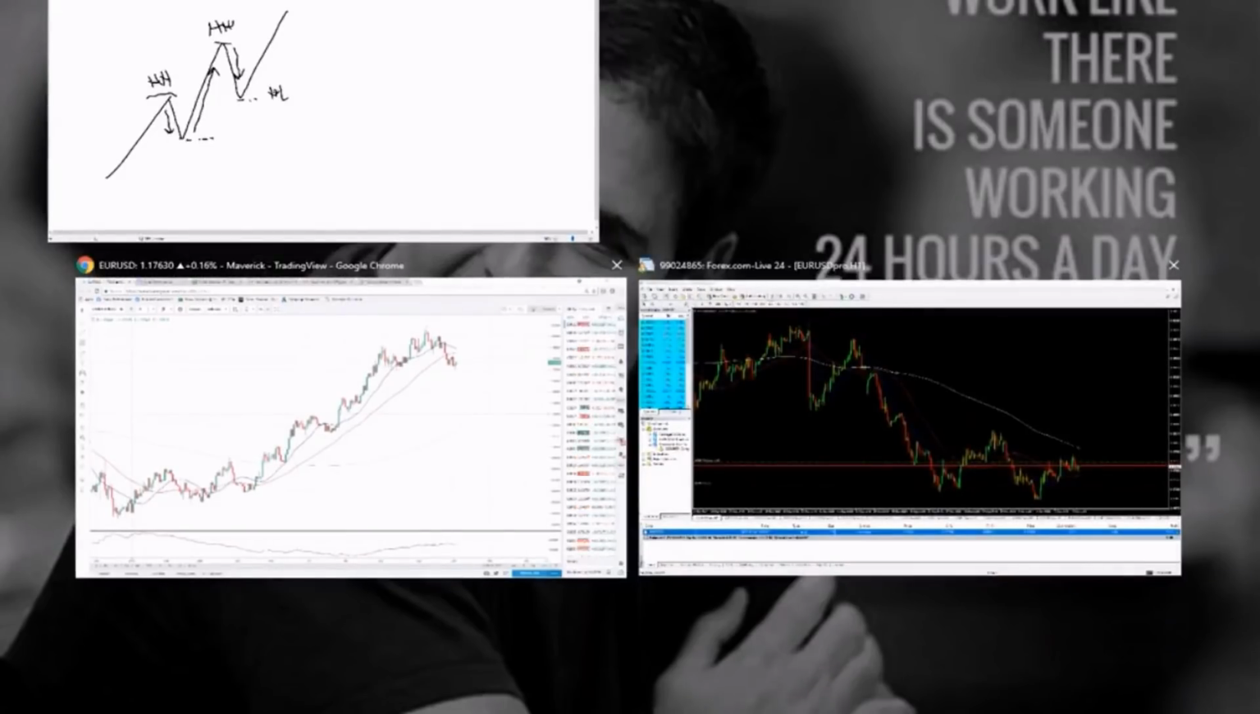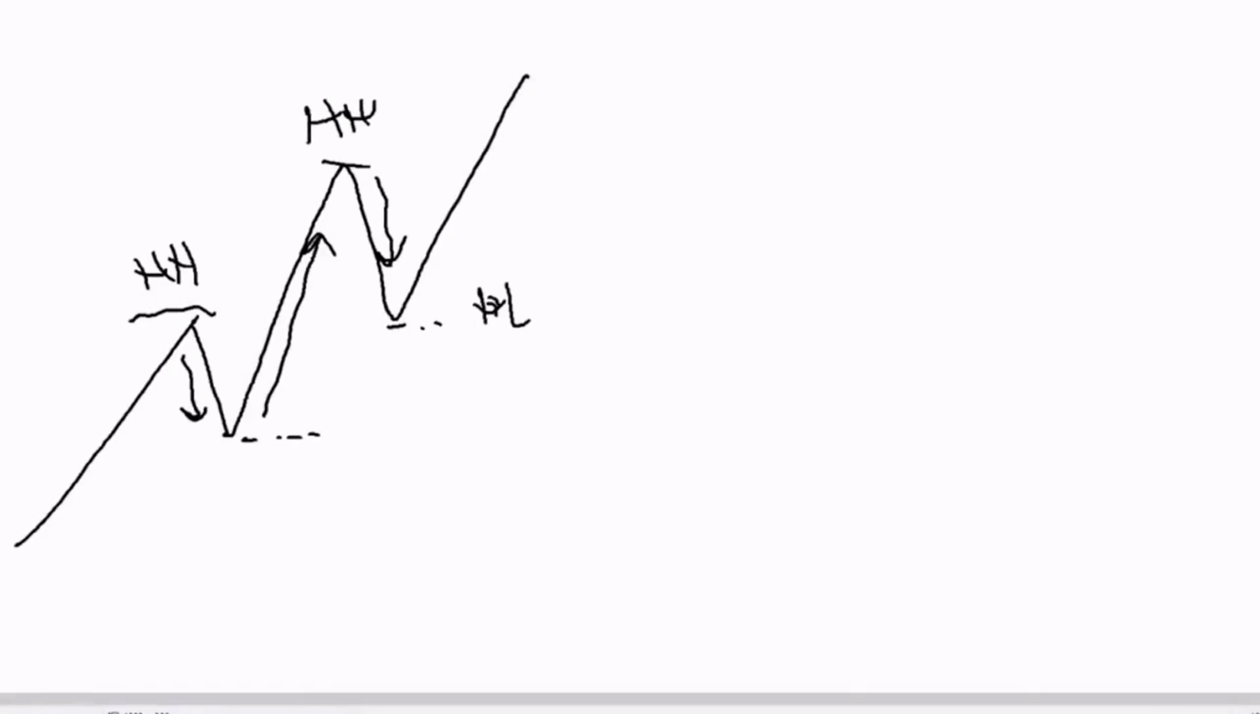So what we want to do with the pullback method is when price makes that strong push higher to set the higher high, we then want to enter the market when it comes back to set the higher low on this pullback. And there's a few reasons why entering on a pullback would be advantageous for us as traders.